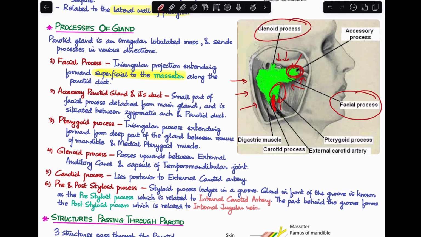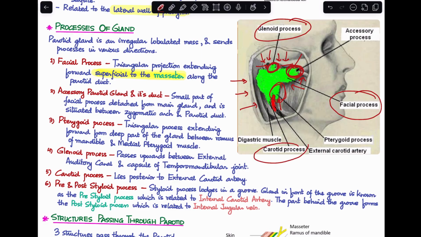Next is our glenoid process. This lies superiorly. This process passes upwards in between the external auditory canal and the temporomandibular joint capsule. You can see this is our external auditory canal and this is the temporomandibular joint capsule. The process passing superiorly in between these two structures is the glenoid process.